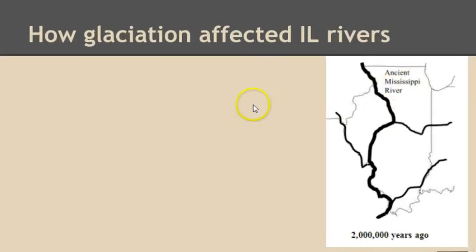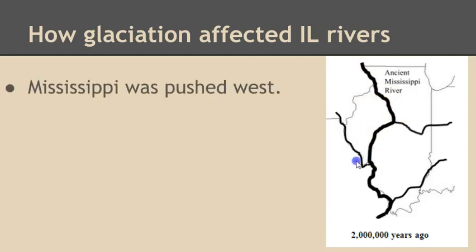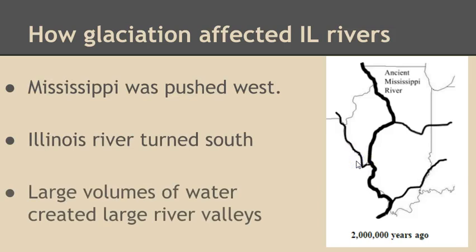Now looking at rivers, which is the last thing we'll talk about, is how glaciation affected the rivers in Illinois. The ancient Mississippi River about 2 million years ago wasn't where it currently is. This is the ancient Mississippi River, which came through the middle of the state by Peoria and down this direction. The Mississippi ended up getting pushed west, and the Illinois River turned south, carrying large volumes of water. You have to imagine, as this big glacier melted, that was a lot of fresh water, which had to go somewhere.